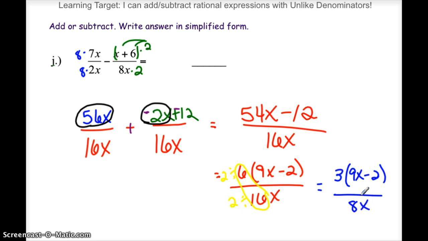Now again, these x's don't cancel. The top one's married because of the minus 2. And the bottom one is single. So I can't, different statuses, so I can't cancel them out. There we go. That would be my simplified answer.